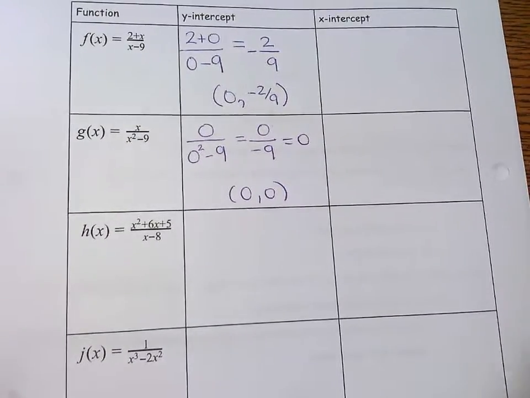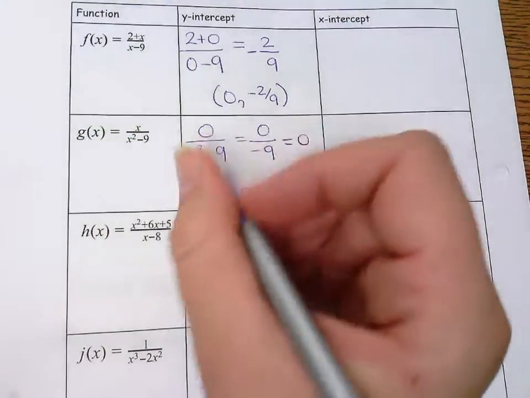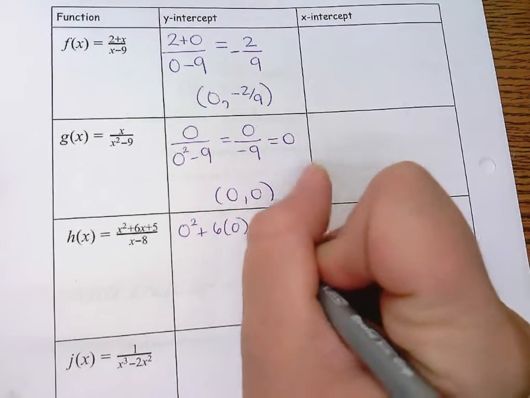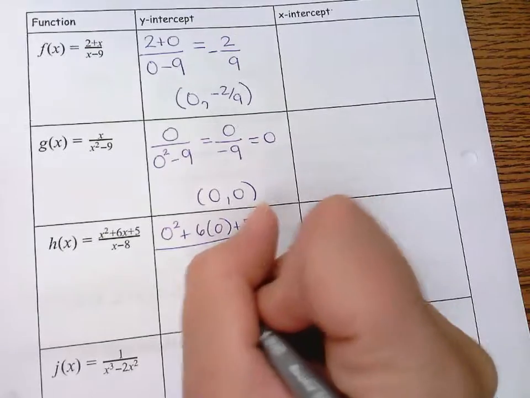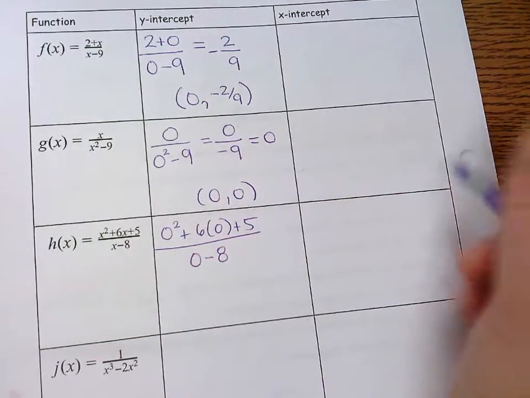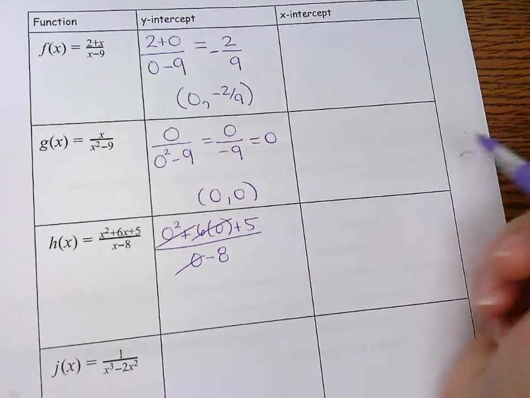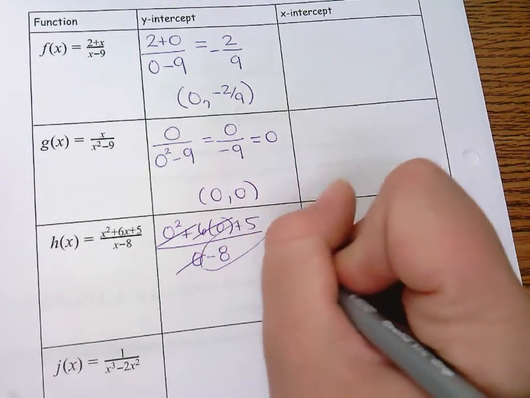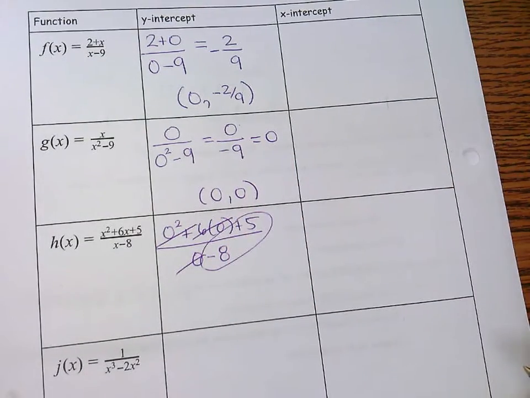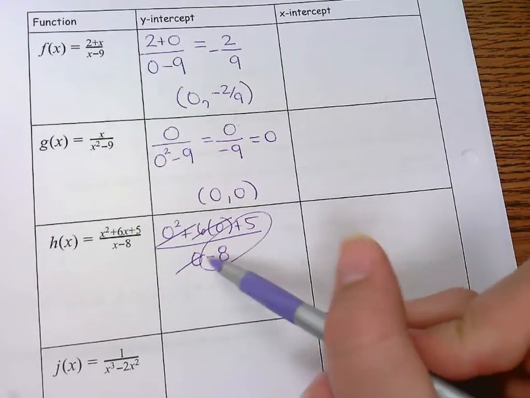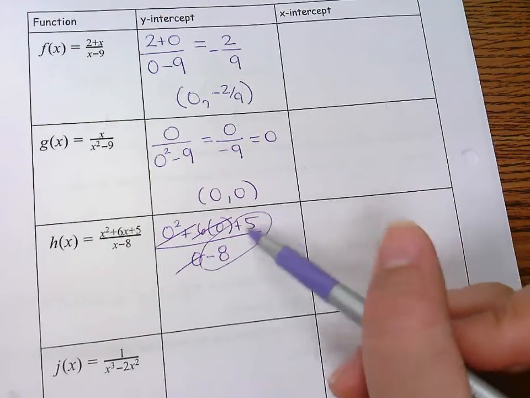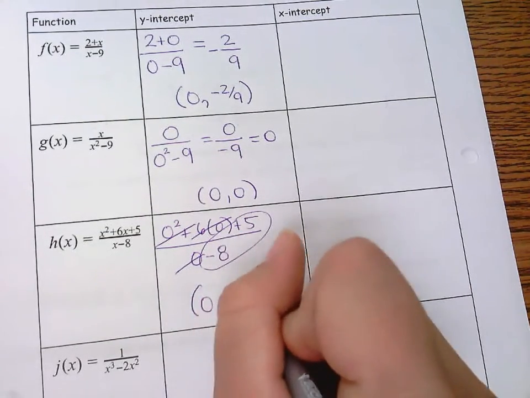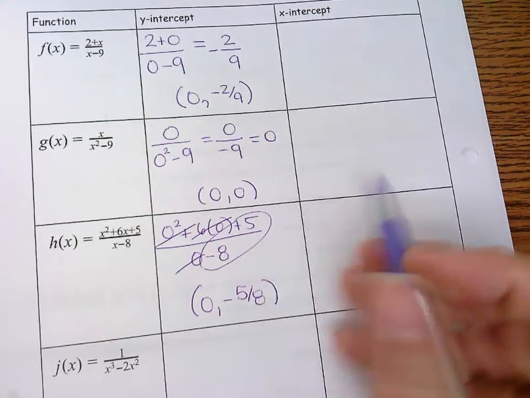H of x, this function, when I plug in 0: 0 squared plus 6 times 0 plus 5 over 0 minus 8. I think you can see the pattern. All the x terms go away, and you're left with, in this case, negative 5/8. So if you have one negative, a positive divided by a negative is a negative. 0, negative 5/8. I just write the negative in front of the fraction.